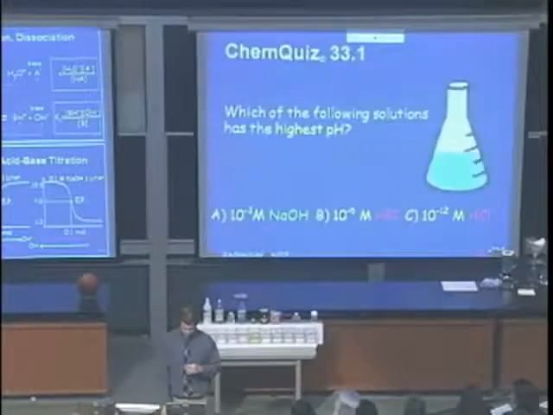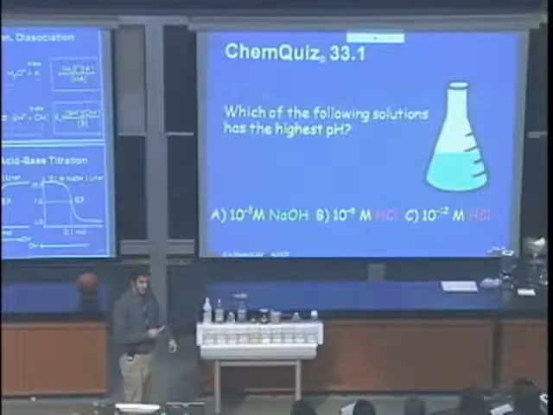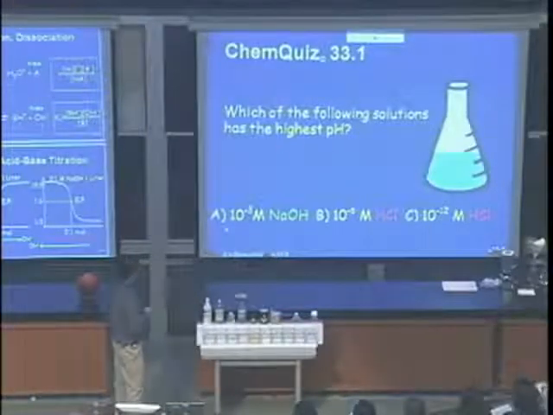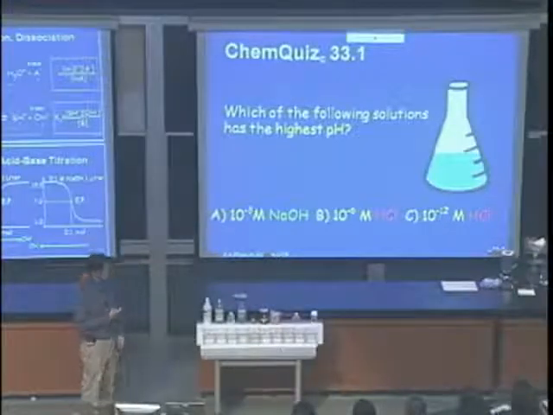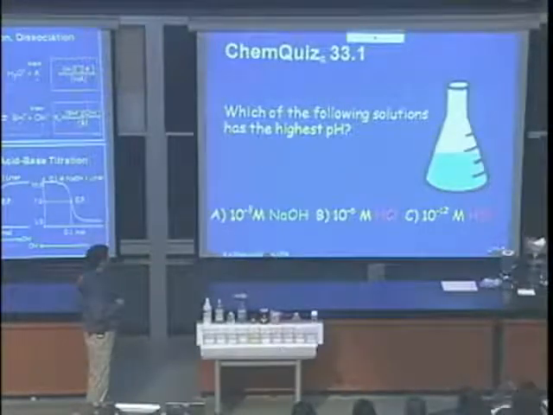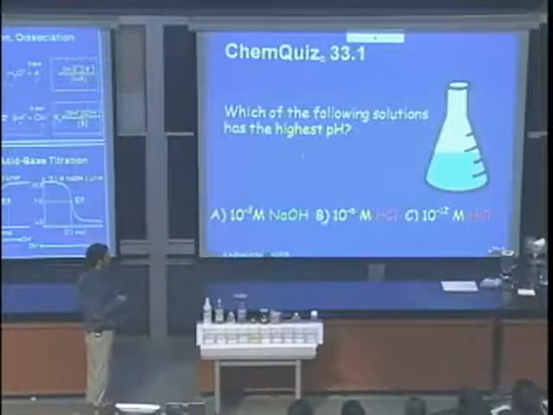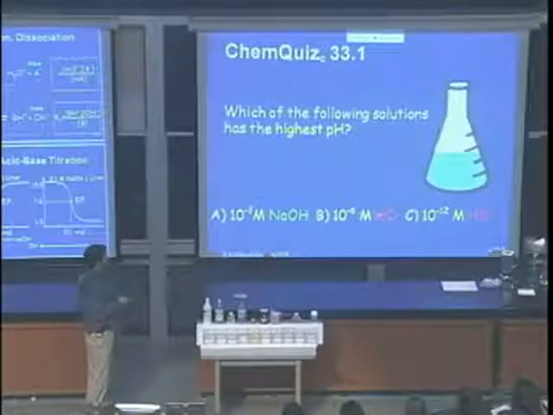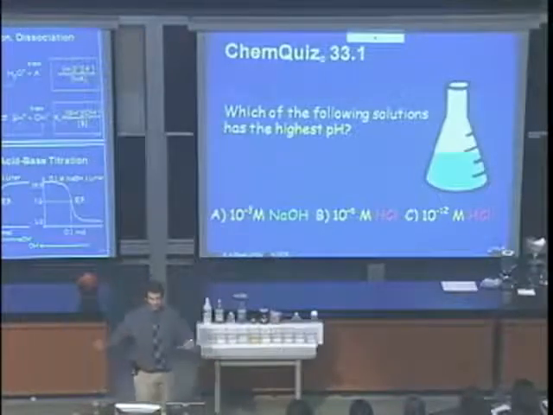So let's do a chem quiz. Which of the following solutions are going to have the highest pH? 10 to minus 3 molar NaOH, 10 to minus 6 molar HCl, 10 to minus 12 molar HCl, right? What does that mean? I have 10 to minus 3 moles of sodium hydroxide in 1 liter of water, 10 to minus 6 moles of HCl in 1 liter of water, or 10 to minus 12 moles of HCl in 1 liter of water.